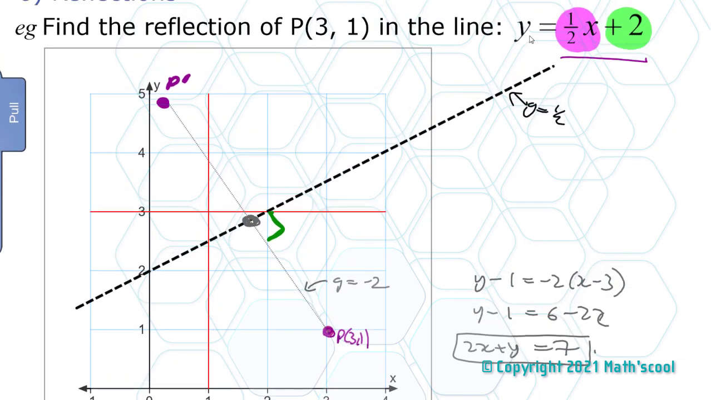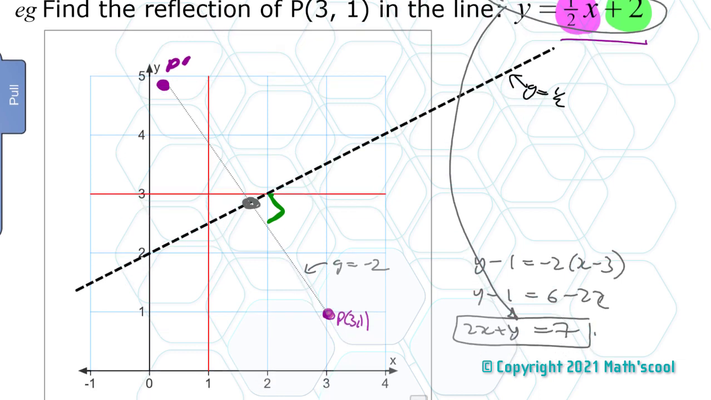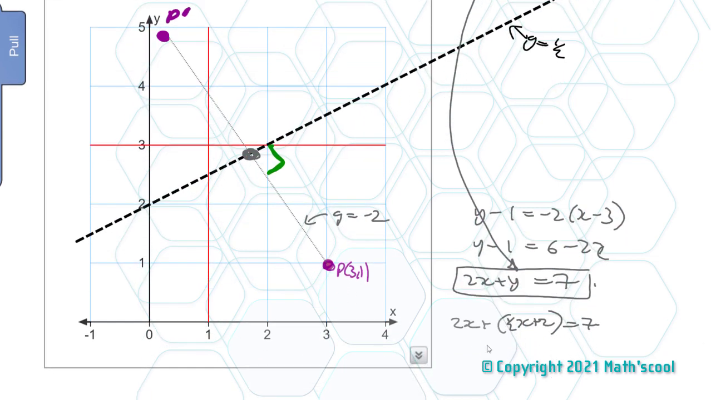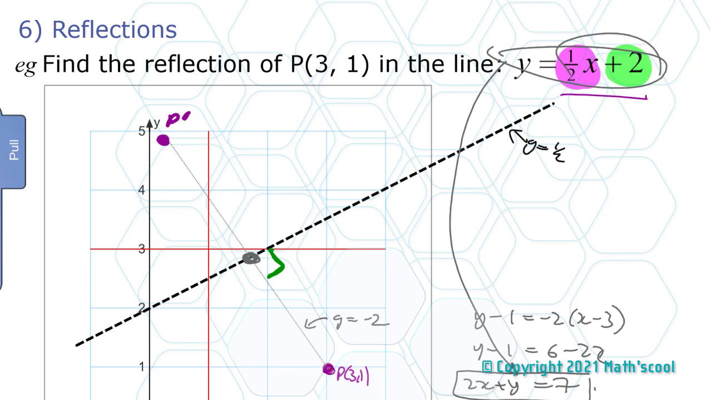And so this time I'm going to use substitution. I'm just going to substitute that into y. So 2x plus a half x plus 2 equals 7. So 2x plus y equals 7. So 2 and a half x equals 5, so x equals 2. Put x equals 2 back into this equation, and that's going to give you 3. So this point here is supposed to be 2, 3. My diagram's missed a little bit.